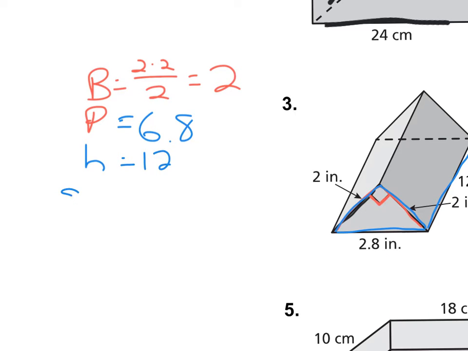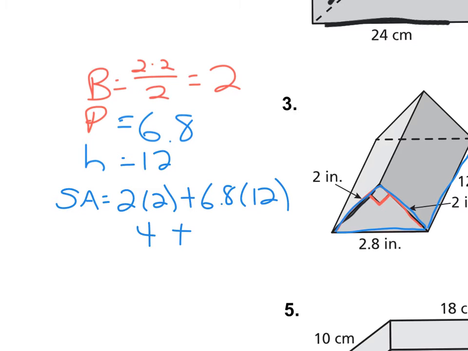And then we know that surface area is equal to 2 times your B, which was 2, plus your perimeter, which is 6.8, times your height. Okay, we get 4 plus 6.8 times 12, which is 81.6. Then we combine those, and we get 85.6, and we label it, which would be inches squared. Okay, on this lesson, I am telling you, do not try to just do it all in your head. You are going to want to have a piece of paper and be able to write it down.